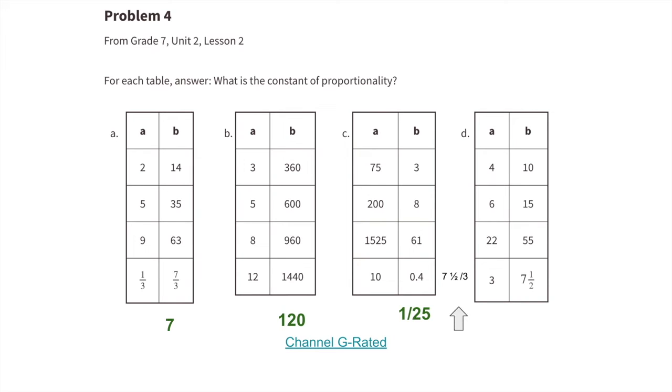And then finally, 7.5 divided by 3. 7.5 divided by 3 is equivalent to 2.5. So for table D, the constant of proportionality is 2.5.